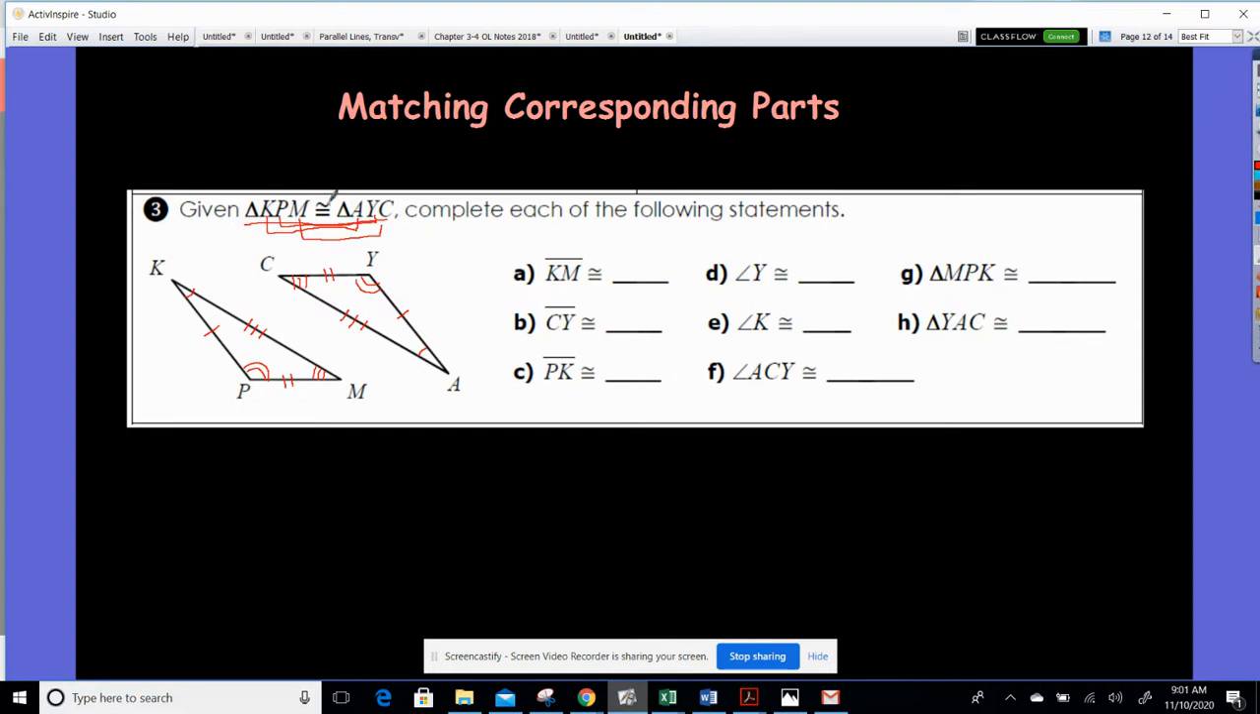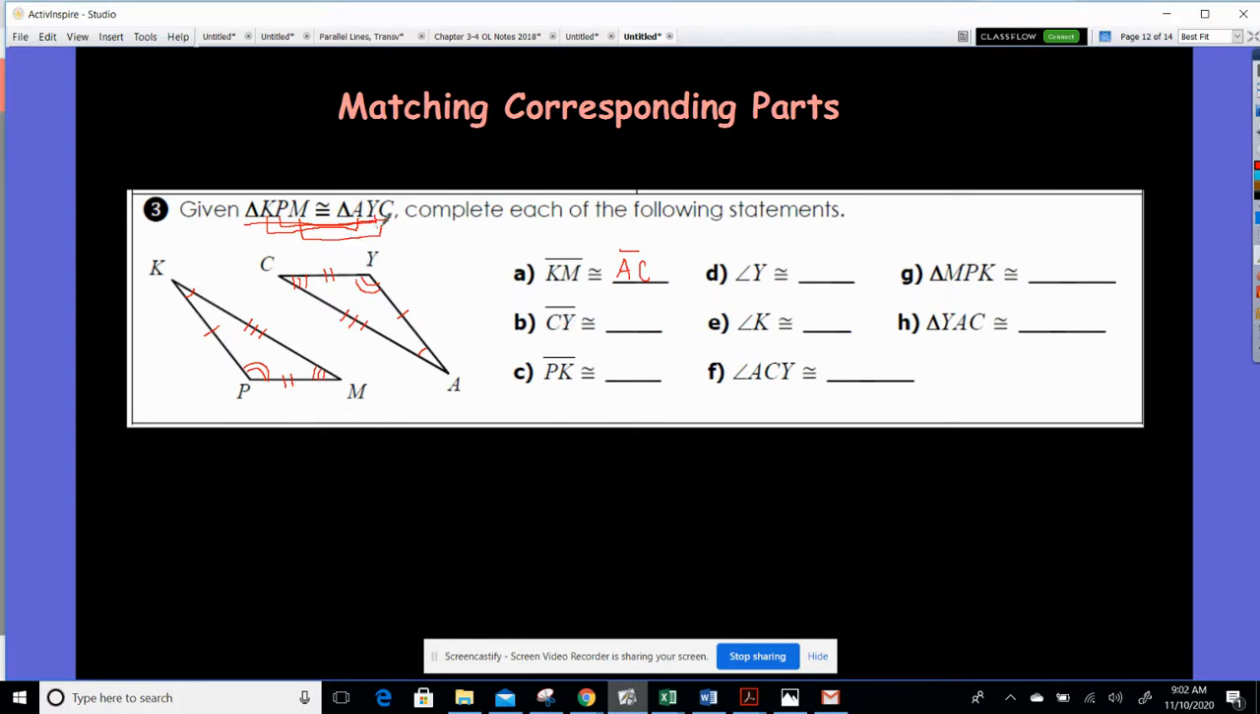Now, we don't even need a picture. We could have also just used this statement. But now we're going to match the corresponding parts. So I'm going to start with side KM. So KM has 3 marks, and so that corresponds with this side that has 3 marks. Now make sure that you write it in the right order. K corresponds with A, so I'm going to write A first. M corresponds with C, so I'm going to write C second. So KM goes with AC. Again, you could have looked at the statement up here and seen that as well.